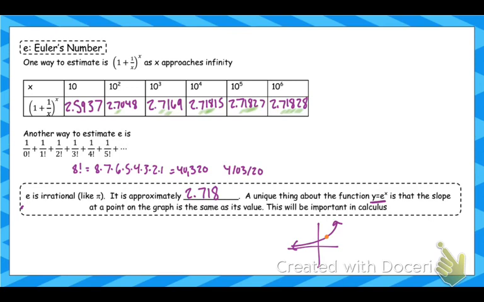Like if I go to when x equals 1, then y equals e. At that point, the y value is 2.718. The slope of the tangent line there is 2.718. And that's going to be true for any point that you pick on that graph. That's just kind of a cool application and the reason that E is going to be really important in calculus.